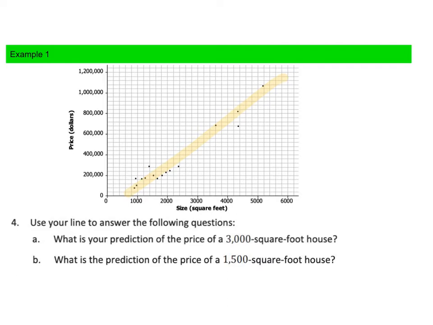All right, here it says use your line to answer the following questions. What's the price of a 3,000 square foot home? Right around 500K. And then what is the price of a 1,500 square foot home? So it's going to be right around here. That is about 200K. Okay, so I'm just showing you the practicality of how to use this line of best fit. Moving on.